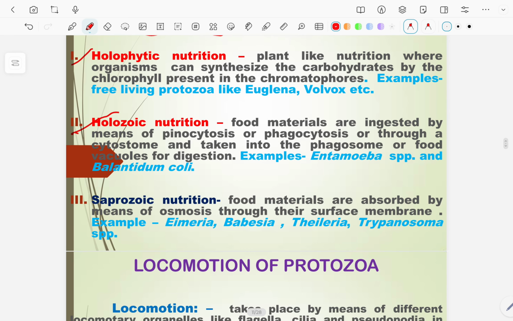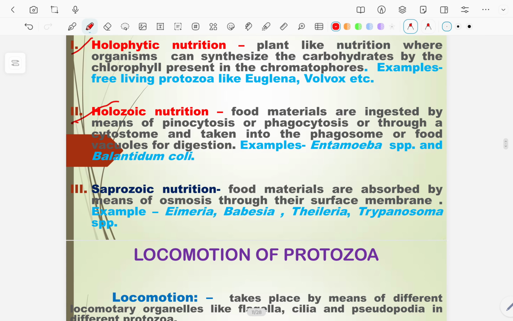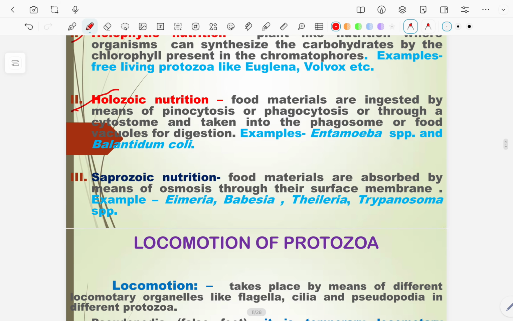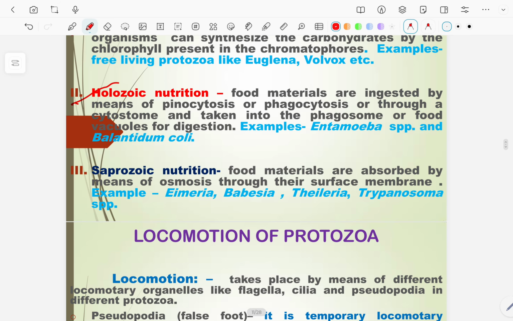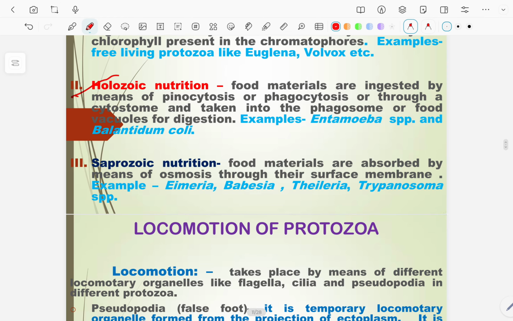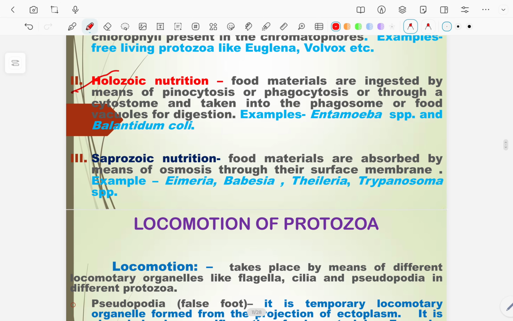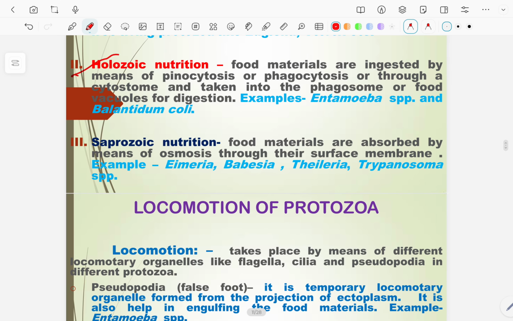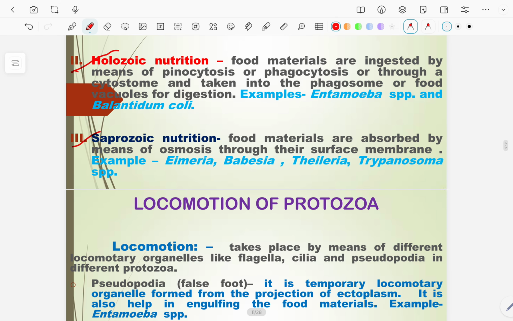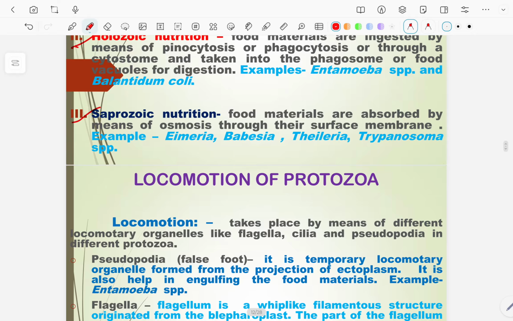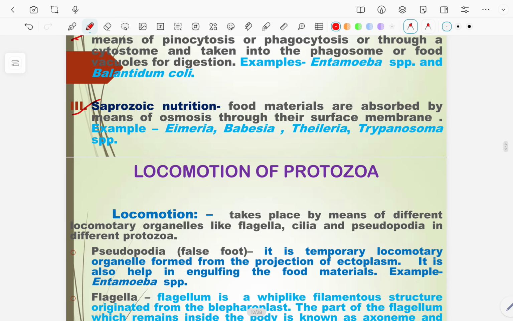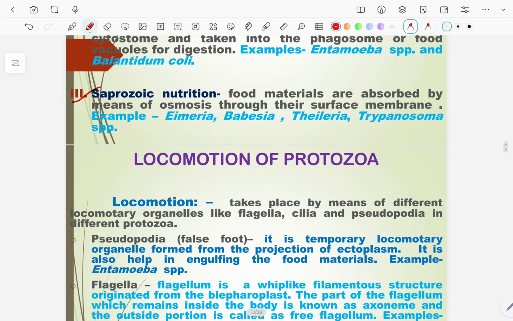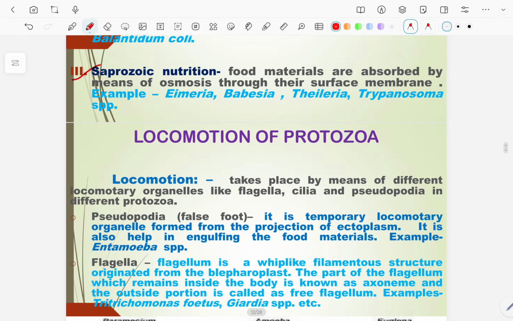Holozoic nutrition. Food materials are ingested by means of pinocytosis or phagocytosis or through a cytosome and taken into the phagosome or food vacuole for digestion. Example: Entamoeba species and Balantidium coli. Saprozoic nutrition. Food materials are absorbed by means of osmosis through their surface membrane. Example: Eimeria, Theileria, Trypanosoma species.